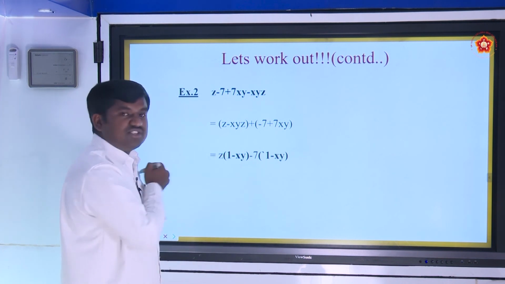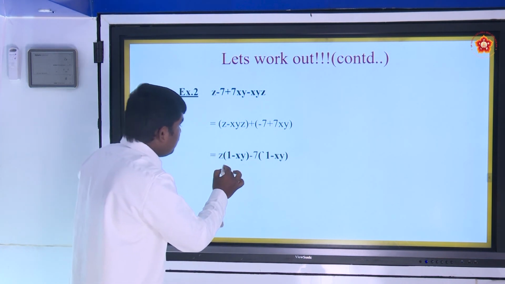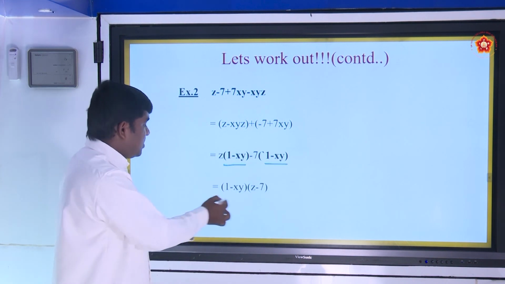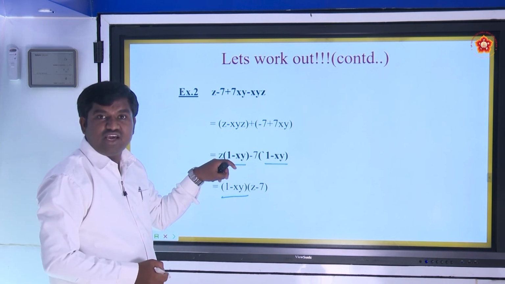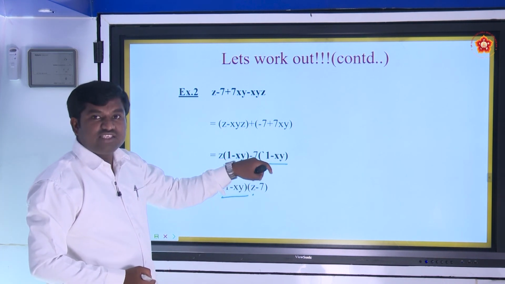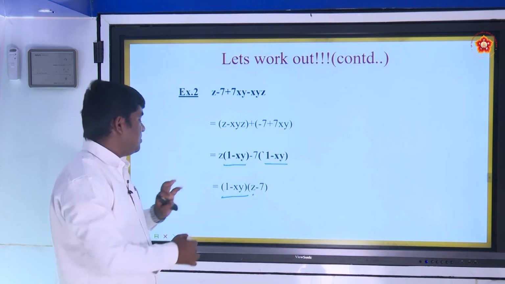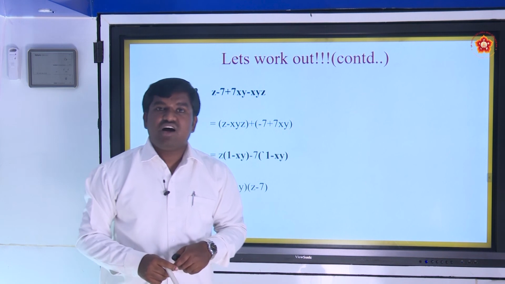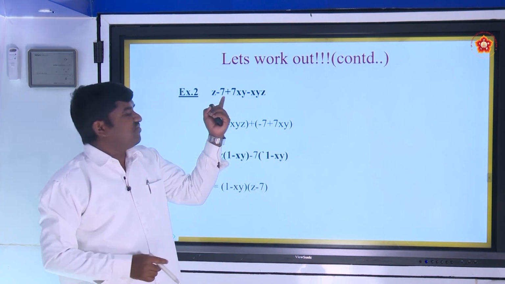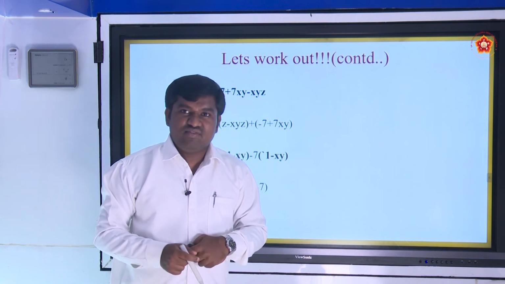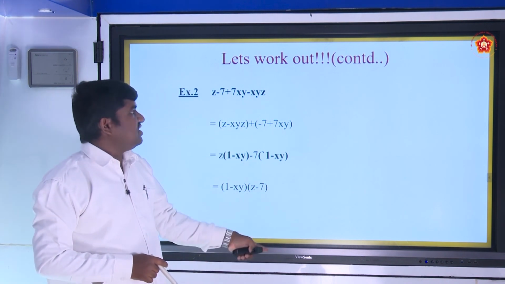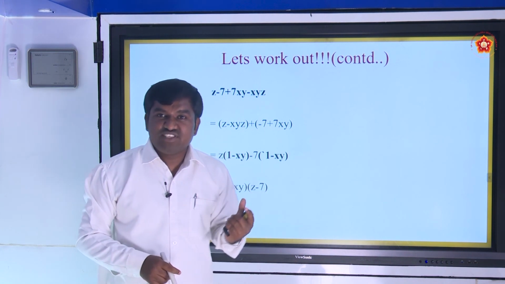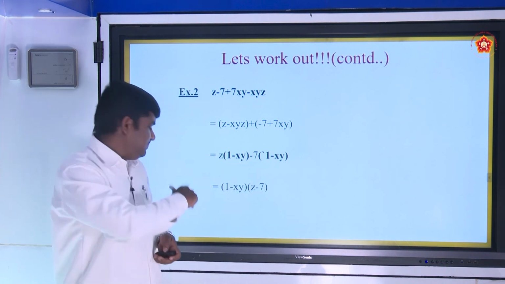Next, observe these two. Which is common? 1 minus xy, 1 minus xy. Take out that 1 minus xy. Then what is the remaining thing here? z is remaining. Next here minus 7, minus 7. So 1 minus xy and z minus 7 are the factors of the given expression. Okay, this is the way to find out the factors of a given algebraic expression by using the regrouping method.